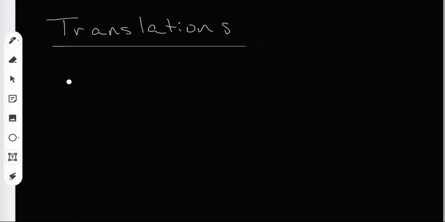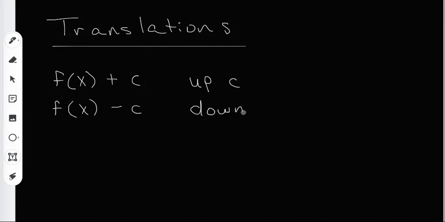Now for a translation, you can move something up or down, right? So the first transformation is going to be f of x plus c. And what that means is you're moving up by c. So you can move a function up by adding a number to it. It's very simple. You'll see it in a minute. And then the other way you can go is down, and that would be if you subtract a number from f of x, like c. So this would be down c. Okay, so that's if you want to move something up or down.